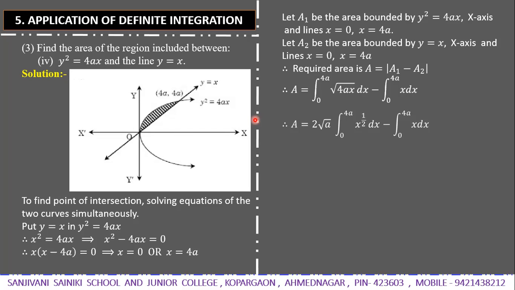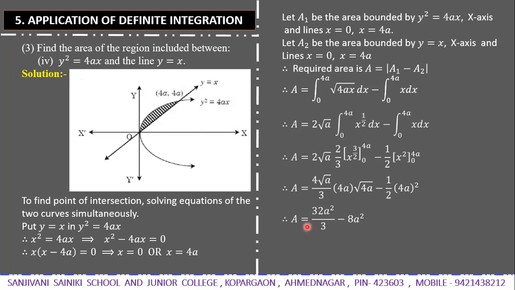After subtracting, you will get this equation. Then take the integration: x raised to 1 by 2, its integral is x raised to 3 by 2 upon 3 by 2, so 2 by 3 times x raised to 3 by 2, with lower and upper limits. The integral of x is x square upon 2. We can take 1 upon 2 common, and in x square put x is equal to 0 and x is equal to 4a. Calculating it, the answer is 8a square upon 3 square units.